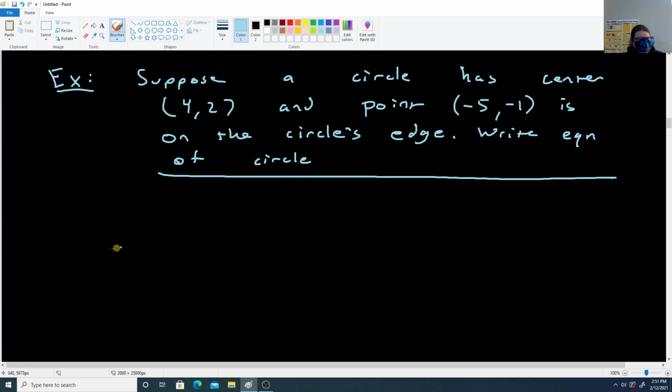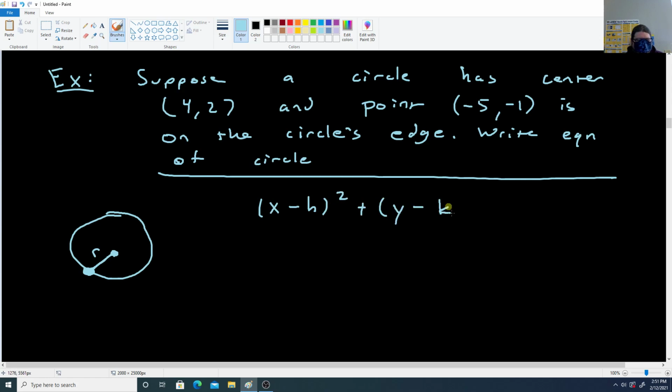So from what they gave us, they told us where the center of the circle is. So here's our circle. And then they told us another point that's guaranteed to be on the circle. It's on the circle's edge. And so if we really think about it, the distance between these two things is going to be the radius. So they already gave us the center. So we know if we're going to write this in center radius form, we already know the h and k part. We're missing the radius.